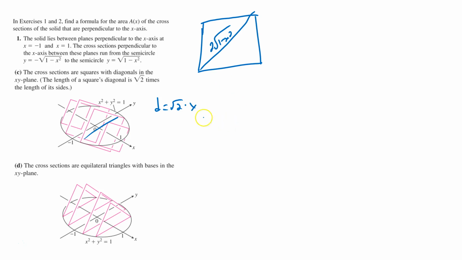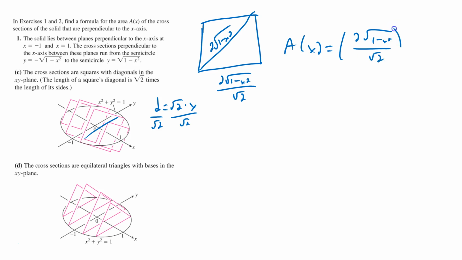Let's call that side x. So if I want to find x, I have to take the diagonal and divide it by root 2. So the side length here is going to be 2√(1 − x²) divided by the square root of 2. So the area at any x value is just going to be that side length squared. So it's going to be (2√(1 − x²) over √2), whole thing squared. On the top we're going to have 4 times (1 − x²), and on the bottom we just have 2. 4 over 2 is 2. So that is 2 times (1 − x²).